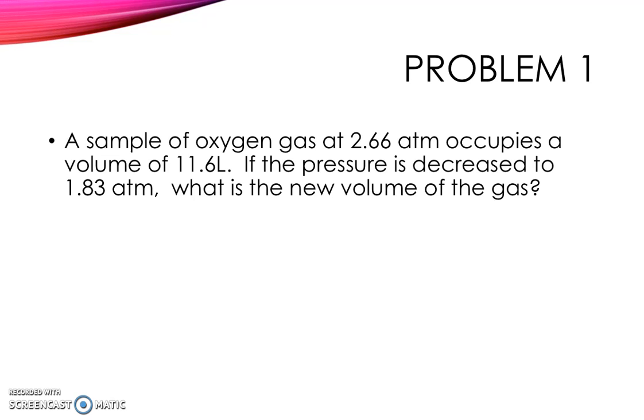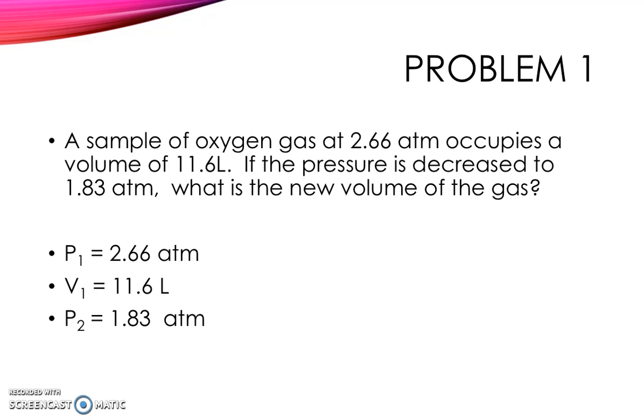Okay, so let's start by listing out the variables. Always a good thing. So P1 is 2.66 atmospheres. V1 was 11.6 liters. All right. I'm given a second pressure, my final pressure of 1.83 atmospheres.